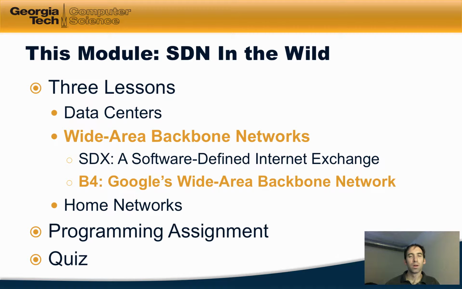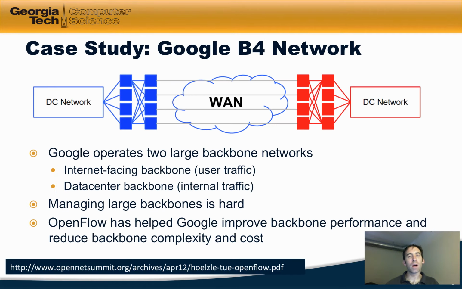Welcome back. We are continuing our discussion of SDN deployments in the wild in wide area backbone networks. In this lesson, we will be looking at B4, a deployment of software-defined networking in a wide area backbone network at Google. Google operates two large backbone networks. One is the backbone network that carries user traffic. The other is the backbone network that carries internal traffic, or traffic between data centers. Managing both of these backbone networks is difficult for a variety of reasons that we'll talk about.